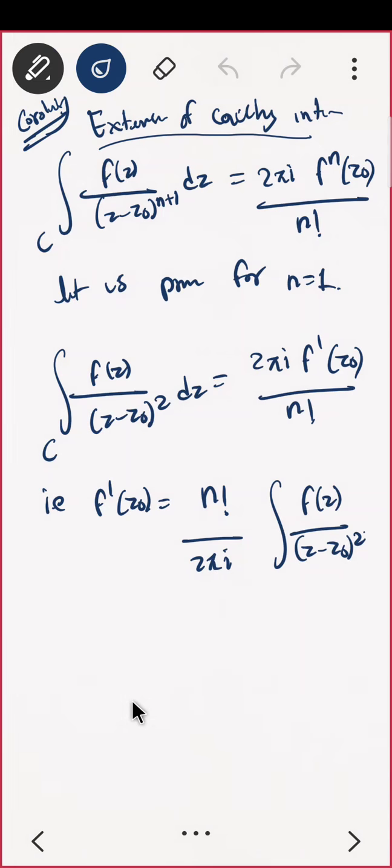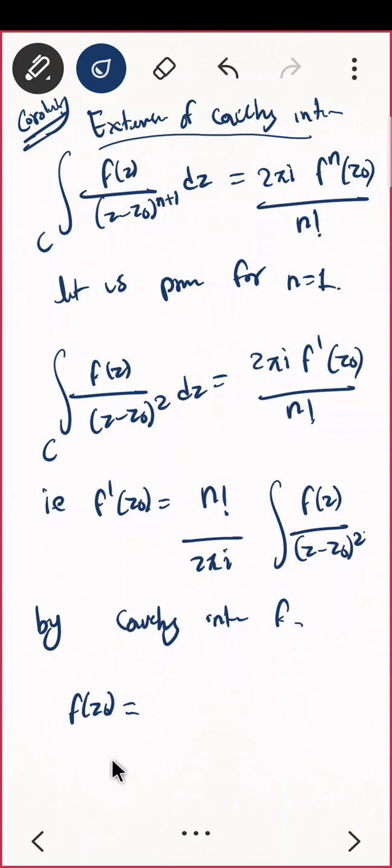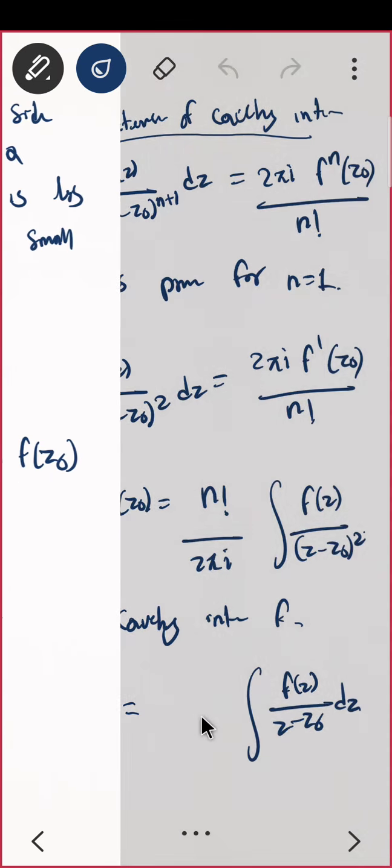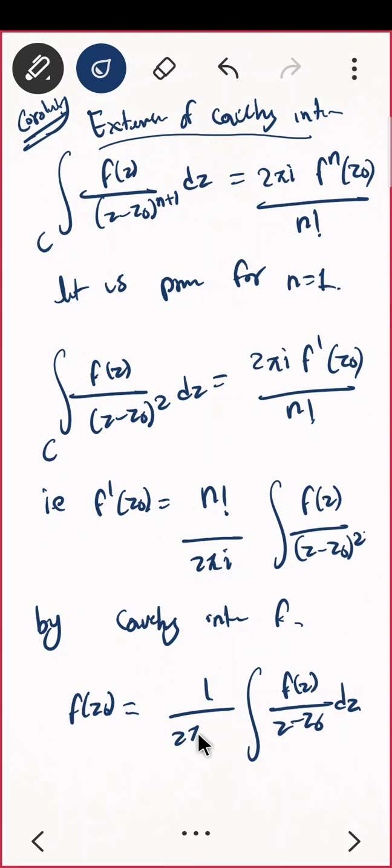So let me write the Cauchy integral formula. What do you know what is f of z naught? f of z naught equal to, what will come here, see, that is integral f of z upon z minus z naught dz, and what is this, 1 upon 2 pi I. So this is what you are having, 1 upon 2 pi I.